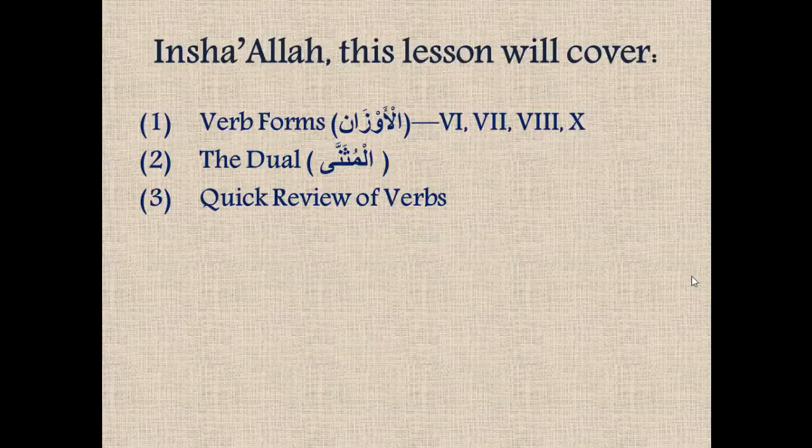Here are the contents for today's lesson. In lesson number 5, we covered verb forms 2, 3, 4, and 5. Today, we'll be finishing up our discussion of the awzan by looking at verb forms 6, 7, 8, and 10. Afterwards, we'll be talking about the Arabic dual, the muthanna. We'll be learning the Arabic dual pronouns as well as the Arabic dual verb conjugations. And finally, we'll close with a quick review of verbs.